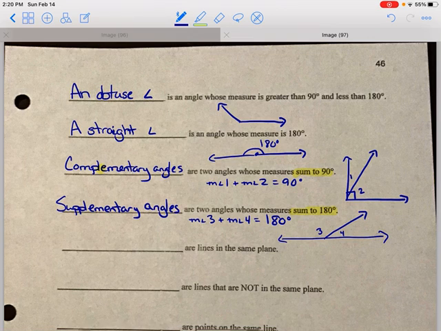So supplementary angles. And these only work with angle pairs. We're only looking at two angles at a time.